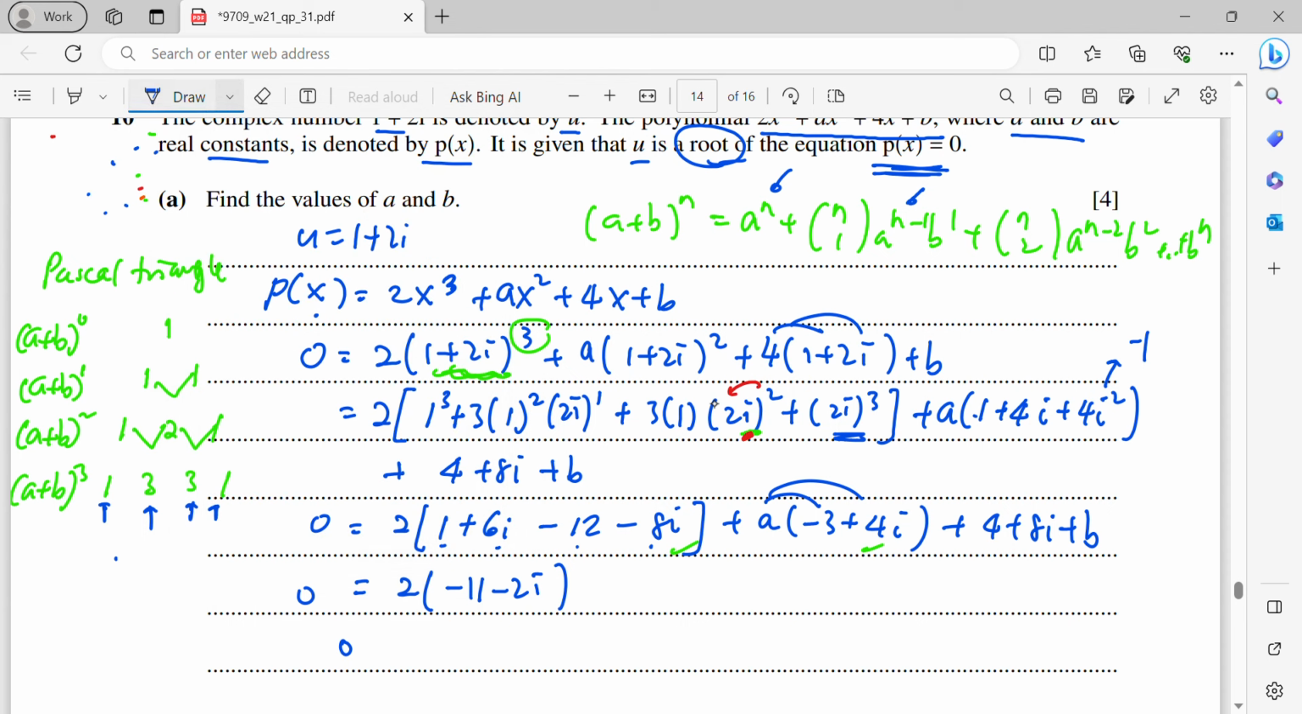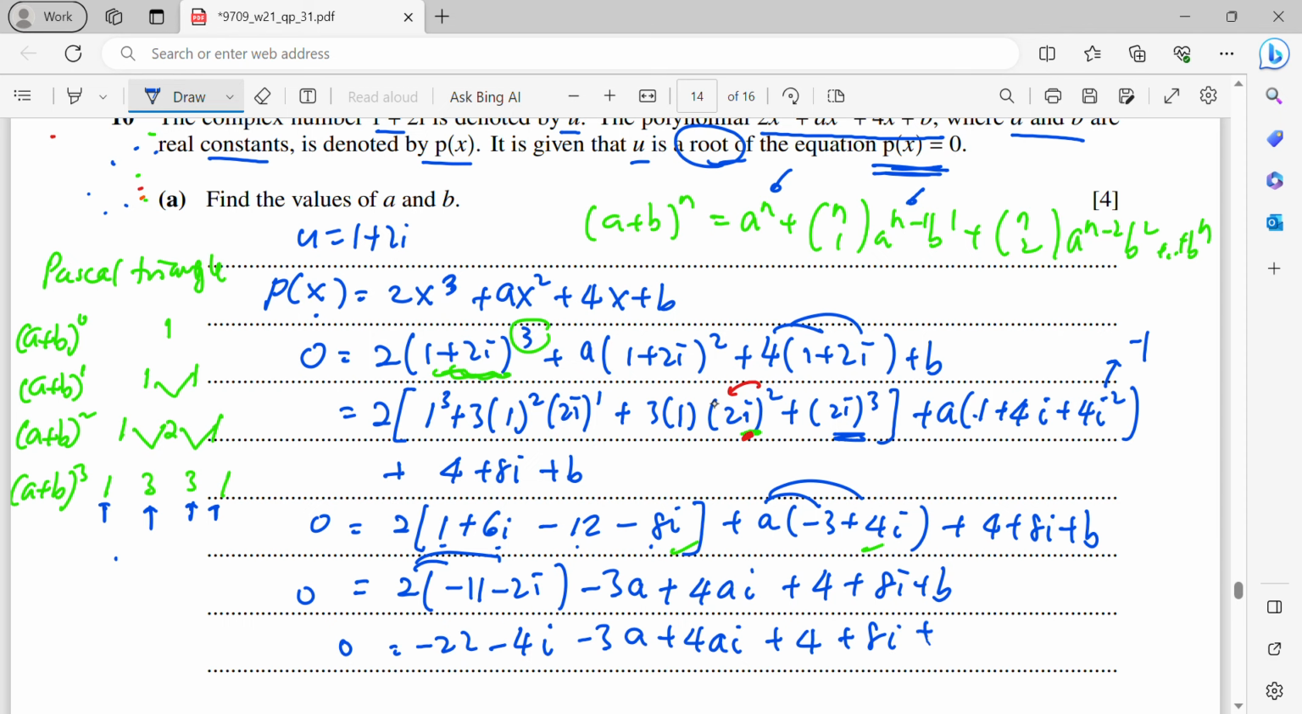Then here is going to be plus, this is okay, minus 3a. So I will do expansion here for the next term. It will be minus 3a. Then here is plus 4ai. Alright, then plus 4 plus 8i plus b. Okay, then here I do expansion. So negative 22. Then this is minus 4i. Then after that, minus 3a plus 4ai plus 4 plus 8i plus b.